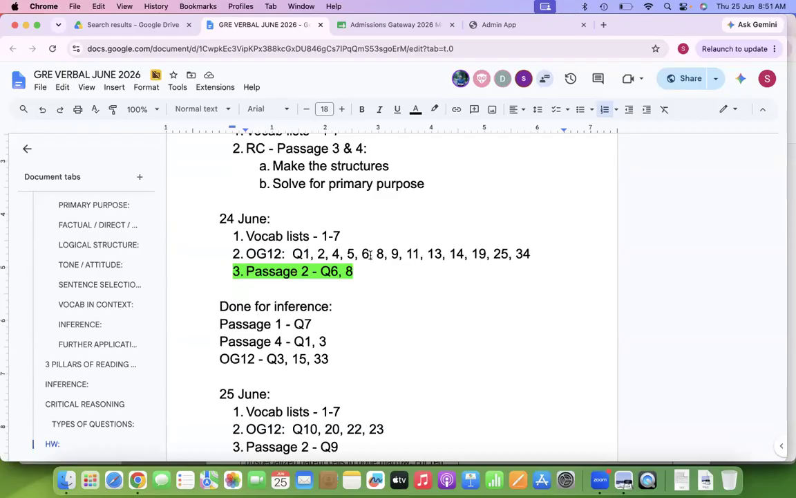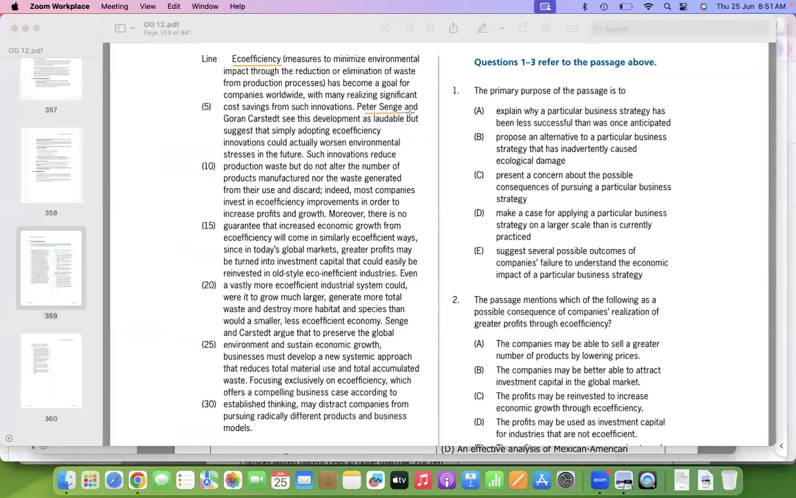You have eco-efficiency here. Peter and Goran regard this as laudable. So that's positive. But could actually worsen. That's negative. So you have pros and cons. And that is why the answer is C. You're presenting the concern.